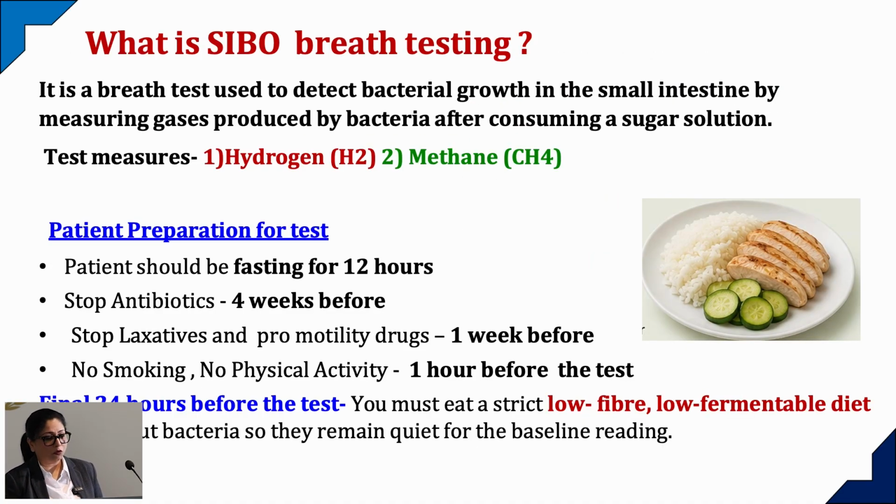Now, what is SIBO breath testing? It is a breath test used to detect bacterial growth in the small intestine by measuring the gases produced by bacteria after consuming a sugar solution. The gases measured include hydrogen and methane. Sometimes we can measure hydrogen sulfide also, but right now we will start with hydrogen and methane only.